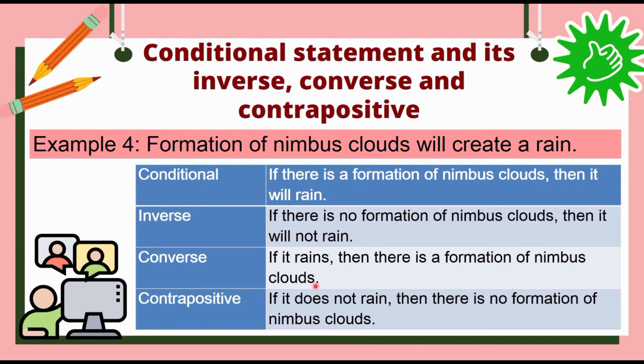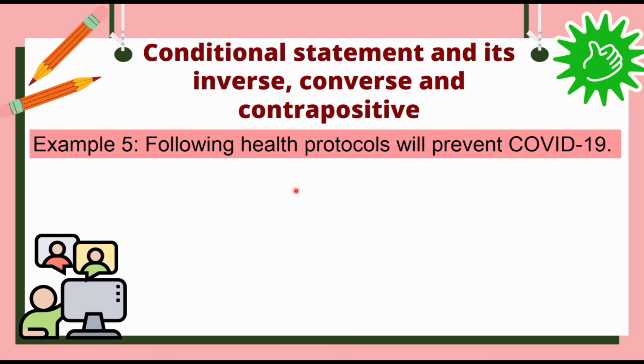And for the last one, we have the contrapositive. So we need to negate our converse. If it does not rain, then there is no formation of nimbus clouds. So that will be our conditional, inverse, converse, contrapositive of example number 4. Okay, for the last one, we have example number 5.